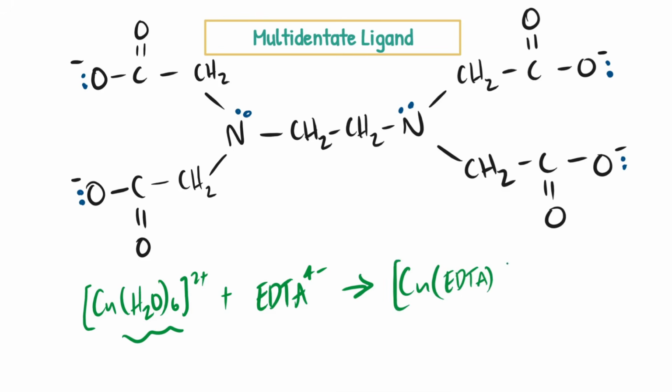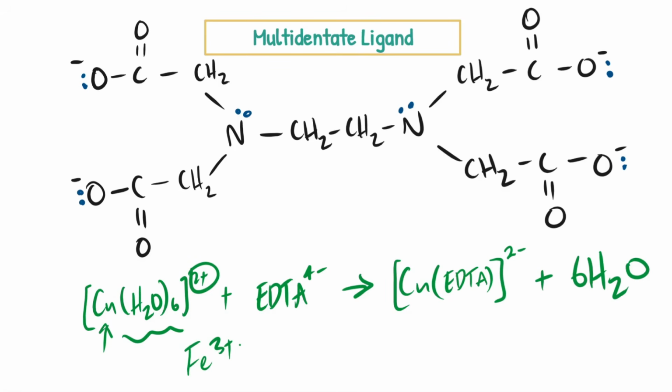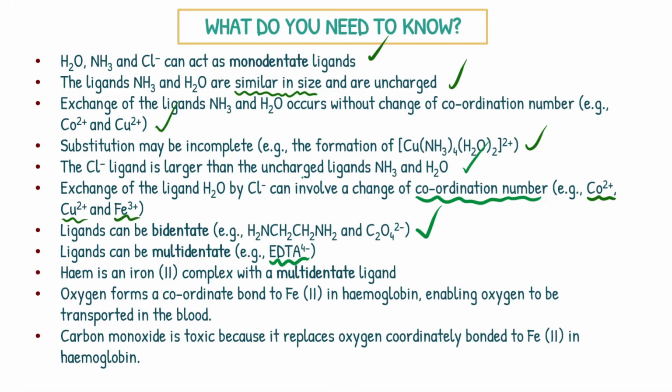Close rounded brackets, square brackets for the complex, and then the charge has changed. 2 plus minus 4 is just minus 2. So we're going to have a 2 minus charge right here, and then all 6 water molecules got kicked off. This is the equation that you need to remember. Really simple one. Again, this can be swapped out for a different transition metal, just keep that in mind. Therefore, the charge on the overall complex may change, for example, if it's an Fe3+. All right, not too bad.